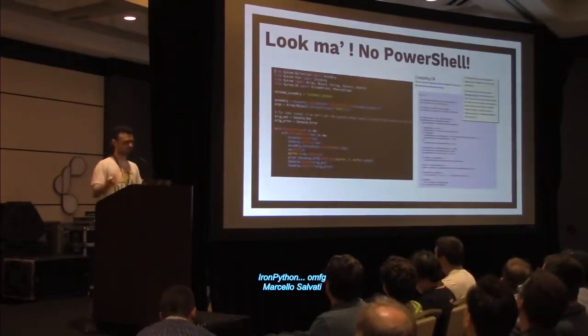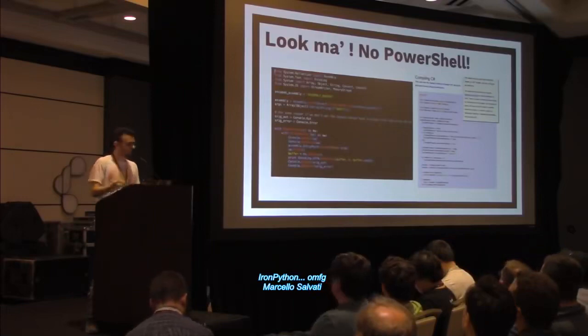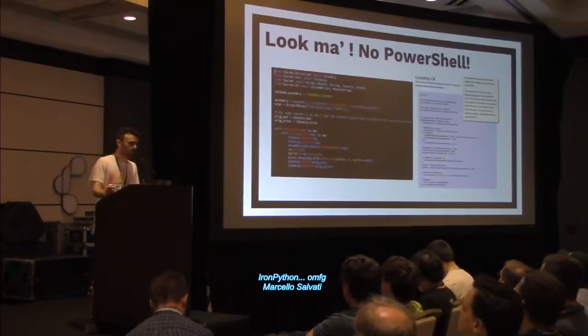So if you want to write your own C# assemblies, you can just push them down, and it'll just execute completely in memory. You can also compile C# directly in IronPython via code dump.